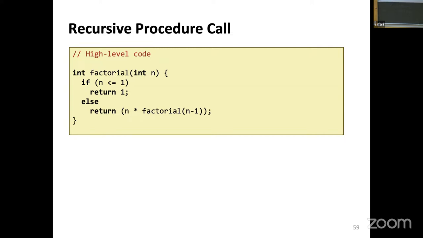Now, when I run this, if I say I want to run factorial 3, what will happen is n is equal to 3. Is n larger than 1? Yes, it is. So I'm going to say, okay, 3 times factorial 2. Is 2 larger than 1? Yes, it is. So I'm going to say, okay, 2 times factorial 1. Is n 1? Yes. So I know that this is 1. So I'm going to multiply 1 by 2 by 3 and say the result is 6.